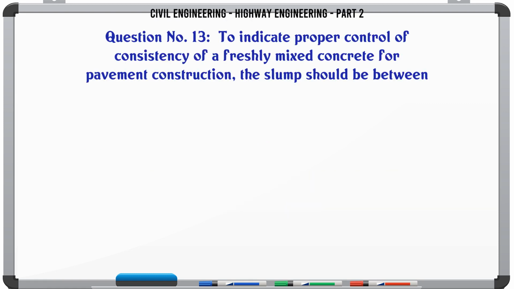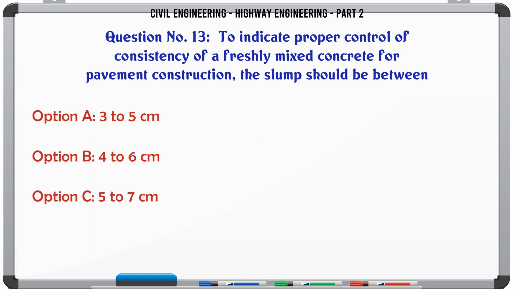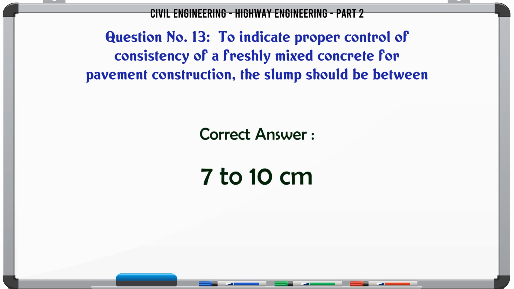To indicate proper control of consistency of a freshly mixed concrete for pavement construction, the slump should be between A. 3 to 5 cm, B. 4 to 6 cm, C. 5 to 7 cm, D. 7 to 10 cm. The correct answer is 7 to 10 cm.